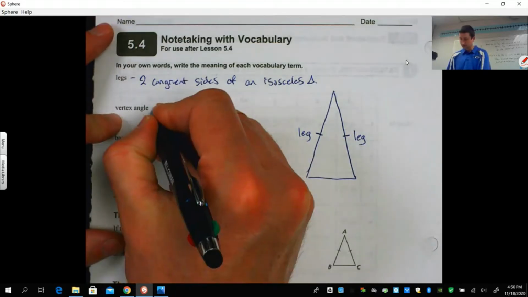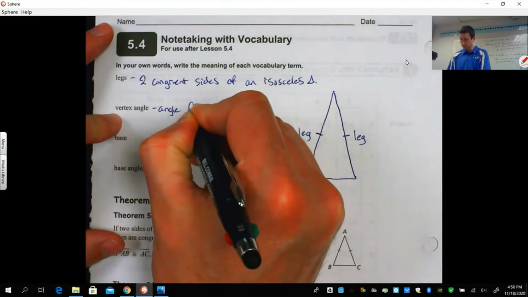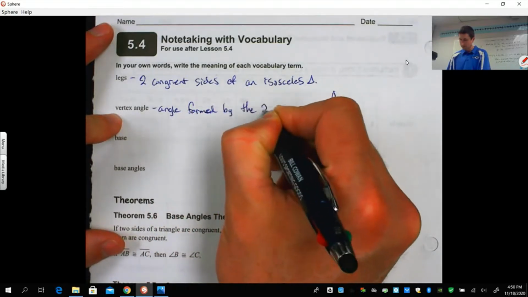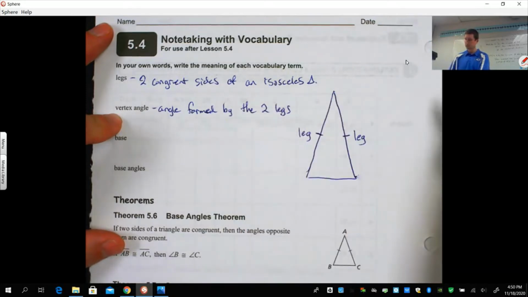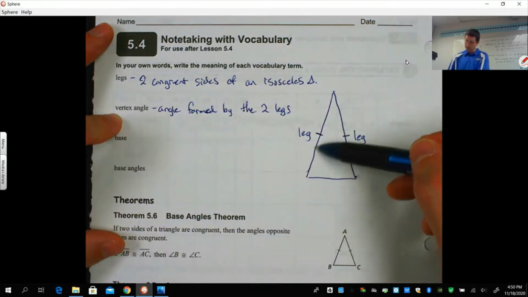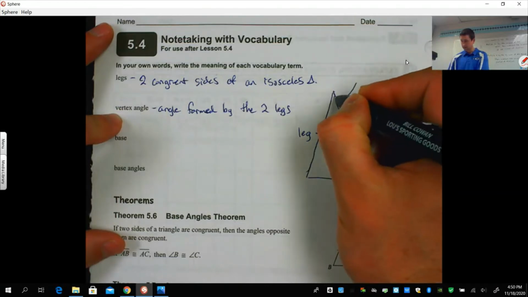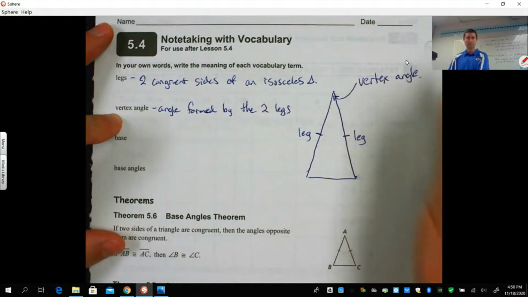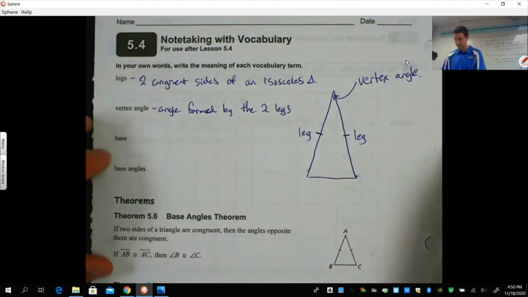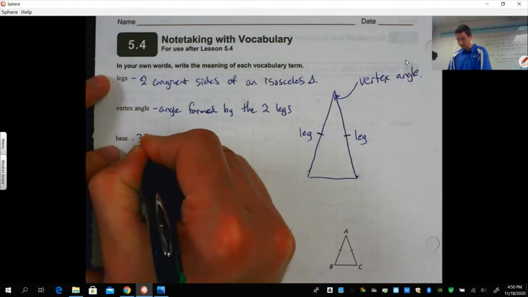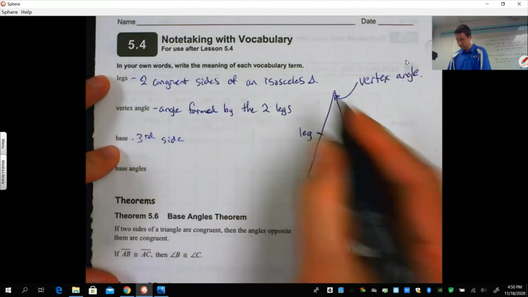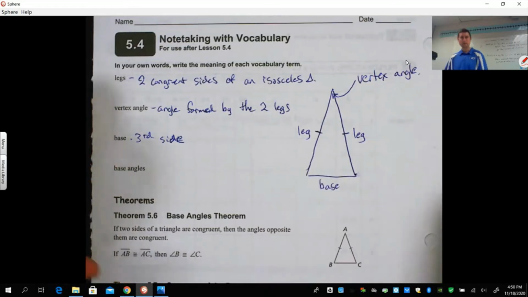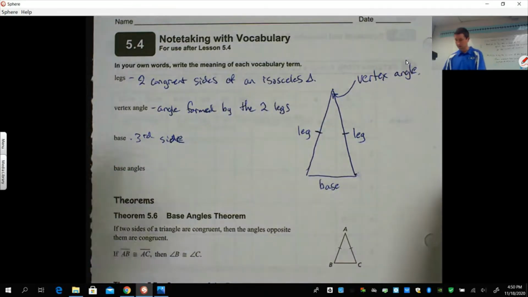Vertex angle, that is the angle formed by the two legs. So here's the leg on the left, here's the leg on the right. That makes this angle right there the vertex angle. The base, that is the third side. This is my base down here, so the two legs stand on the base. Remember it that way, two legs standing on the base, third side.